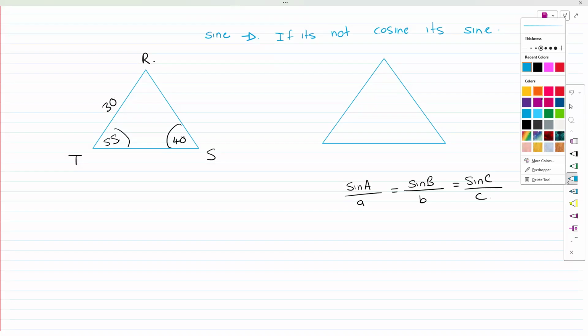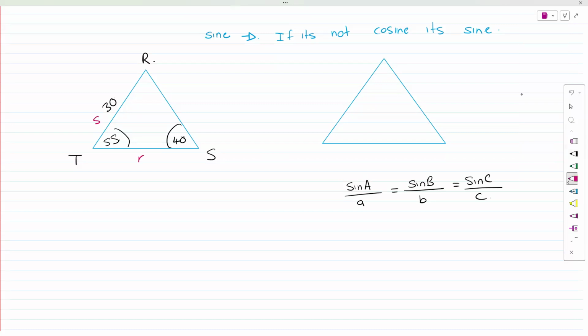Step one, label, guys. Always label. This is small r, small s, small t, right? Where you can calculate stuff, calculate it, because see this? This is the sum of angles of a triangle. So this is 180 minus 55 minus 40, which is 85. And now you and I can start to calculate, right?